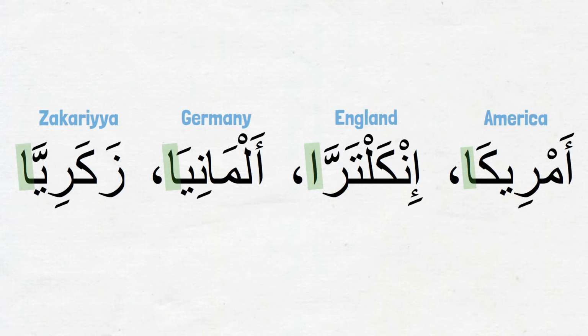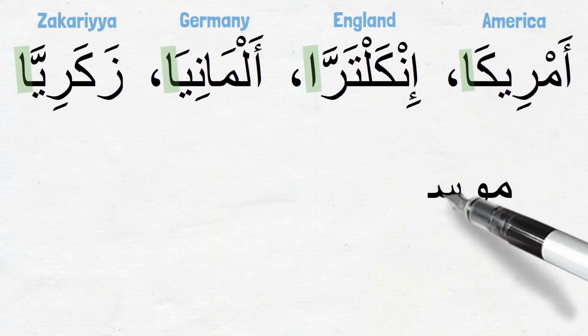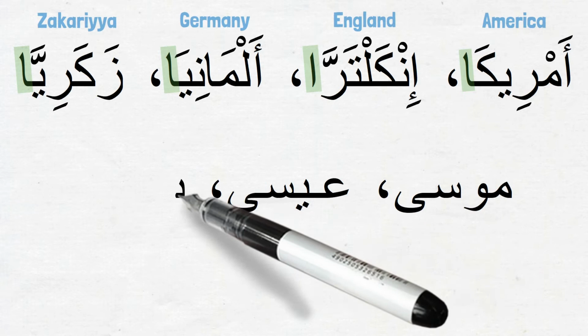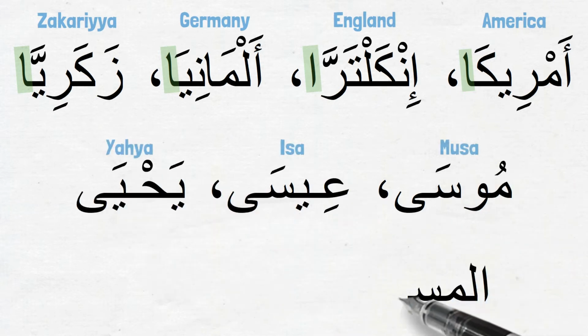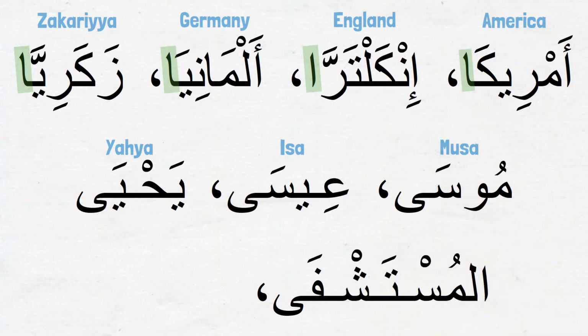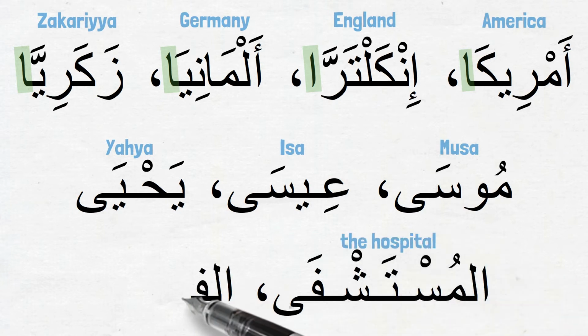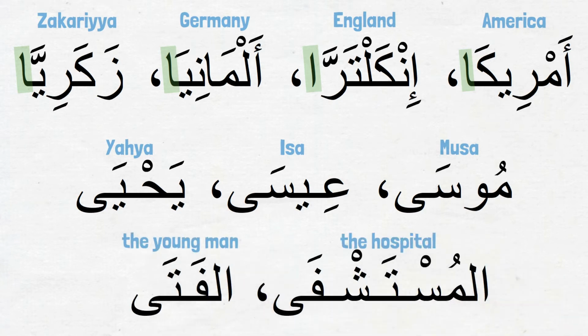Like America or Zakaria. You may not be aware of this, but sometimes the letter ya can play the role of alif at the end of the words. For example, the names Musa, Isa, and Yahya. Also, al-mustashfa, which means the hospital. And al-fata, which means the young man.